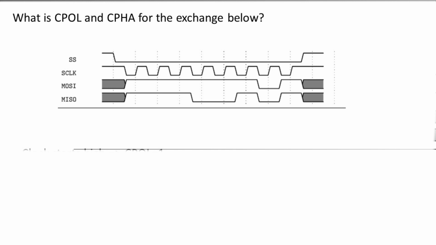Whereas if CPHA is 1, the data and the clock change at the same time, and that's just something you have to remember. And then CPOL, that one's easy. You just look at what the clock is in its idle state. So before anything happens, the clock is 1, and so CPOL is 1. So CPOL and CPHA are both 1.